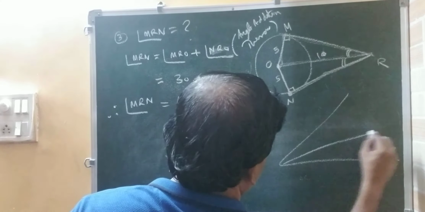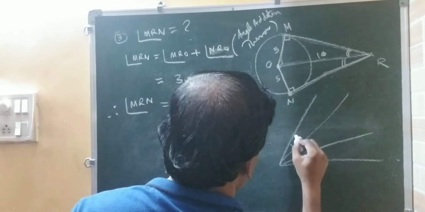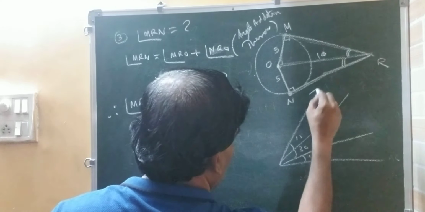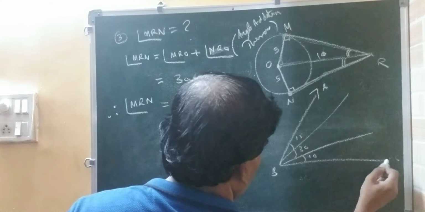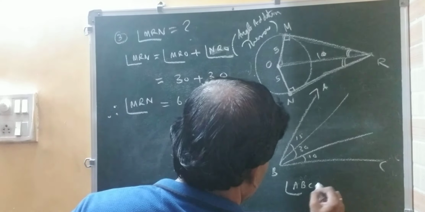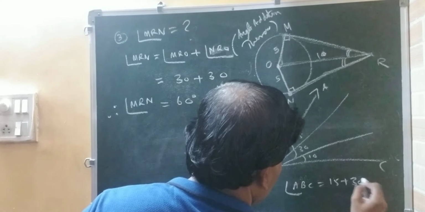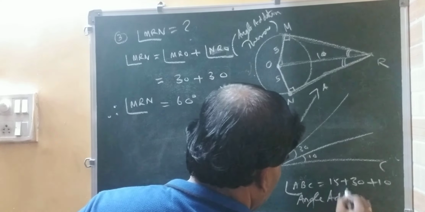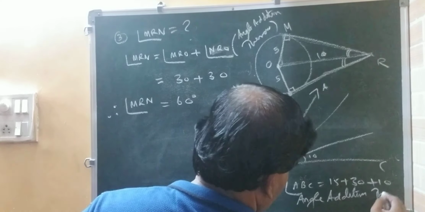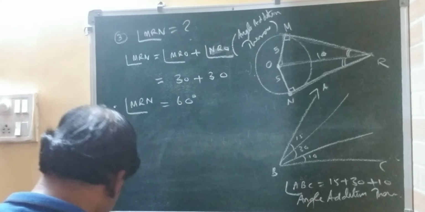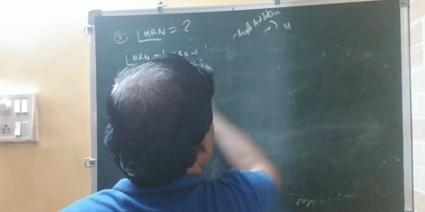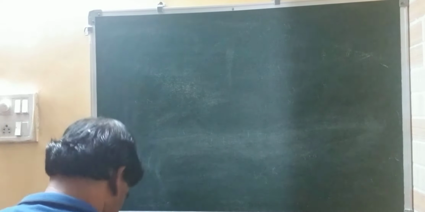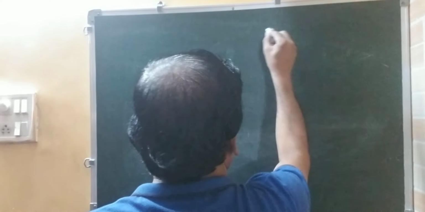Now look at this. 15 degree, 30 degree, 10 degree. So what is angle ABC? 15 plus 30 plus 10. Angle addition theorem. Okay, so we have completed this. Now one more sum we will do. Third sum.